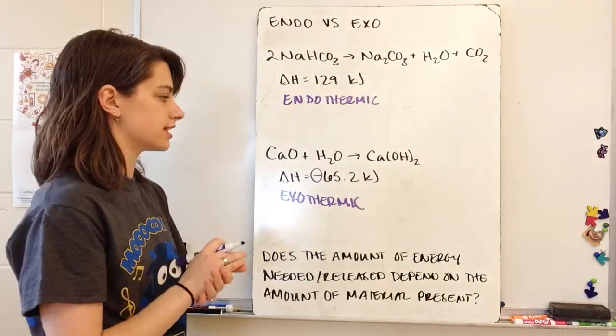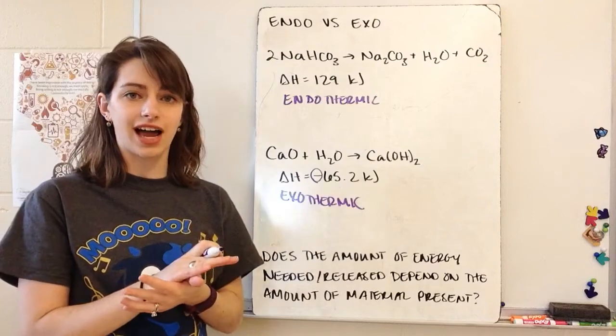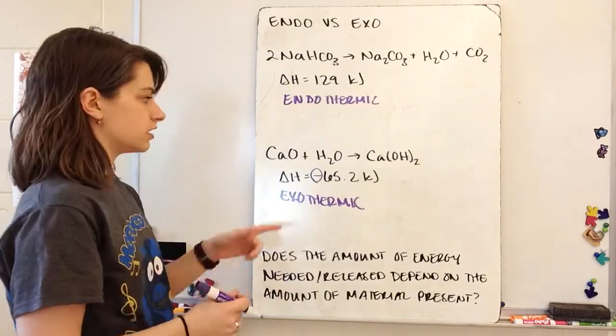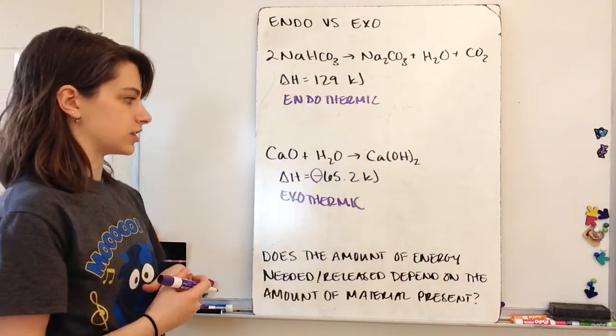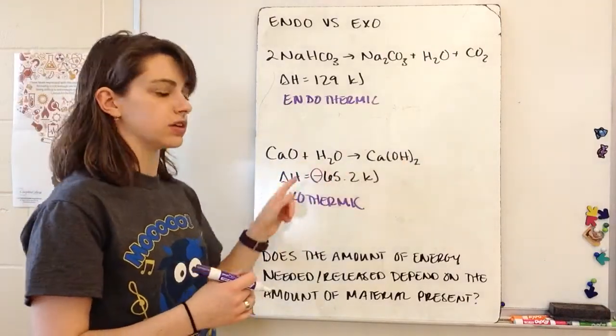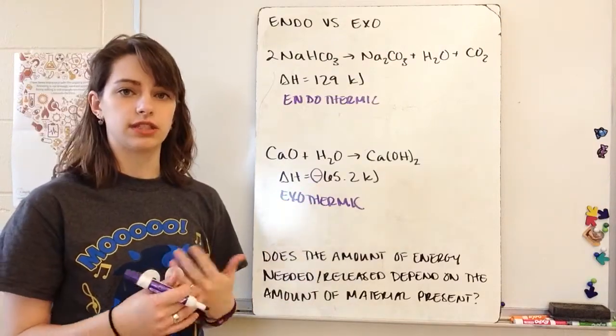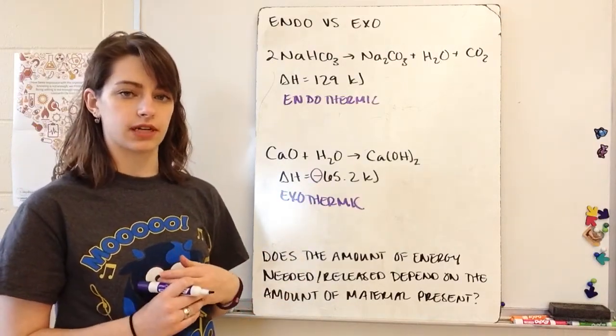If we were to do this in a test tube and we felt this, this would feel hot to us because the energy is leaving the system and coming out. So that's an example of an exothermic reaction. Again, we can't see it just by looking at the balanced chemical reaction. We see it from this delta H value. Since it's negative, we know that it's exothermic.